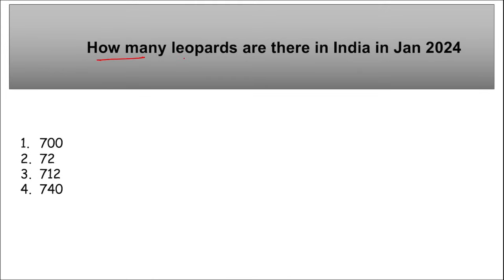Next is how many leopards are there in India in January 2024? So remember, there was an assessment done, and this was the first ever scientific study that reported the population of the snow leopards in India. Right here, snow leopards. How many snow leopards are there? So a total of 718. Fifth option, 718 snow leopards are there in India.